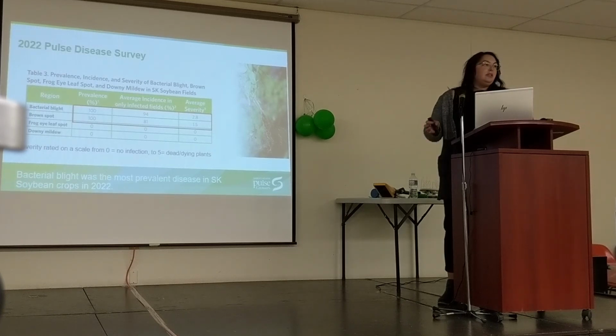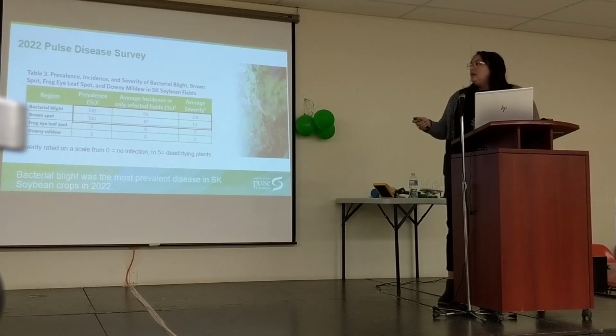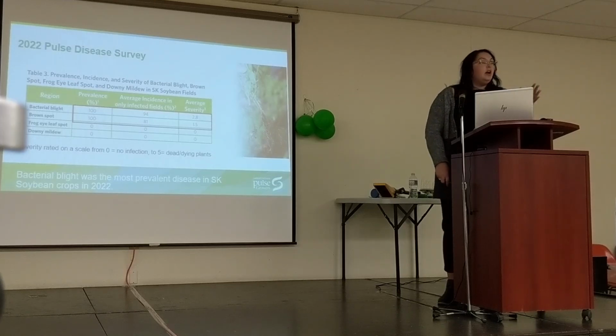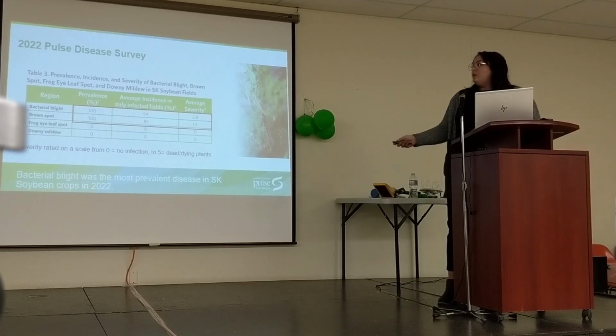So this is actually on a scale of 0 to 5. And we're seeing over that 50% or over that midway point for severity. So we're starting to encroach on some pretty heavy infestations or killing infections of bacterial blight. Brown spot was a little bit less, 81%, and severity of 1.5. So not as much of a concern. Bacterial blight would definitely be the leading disease that we're focused on here.